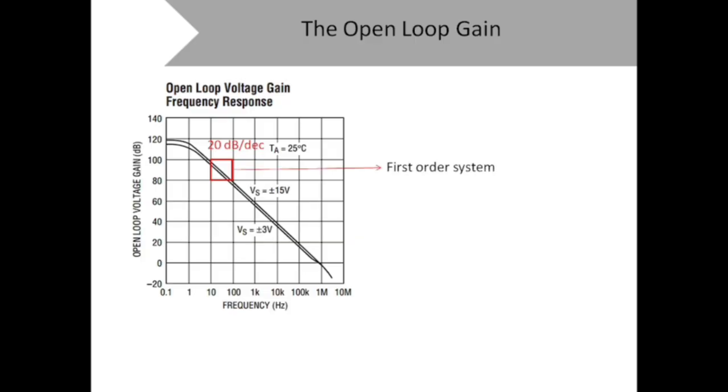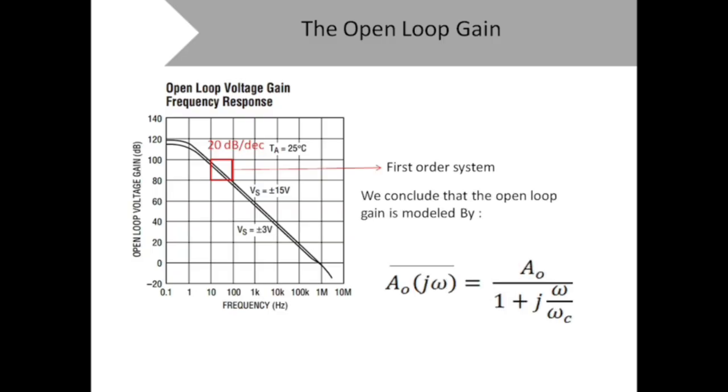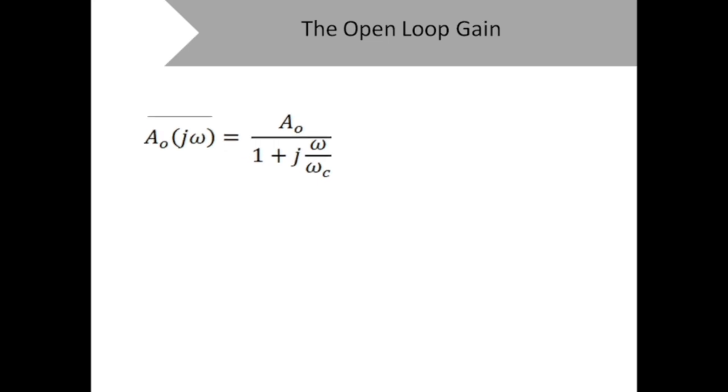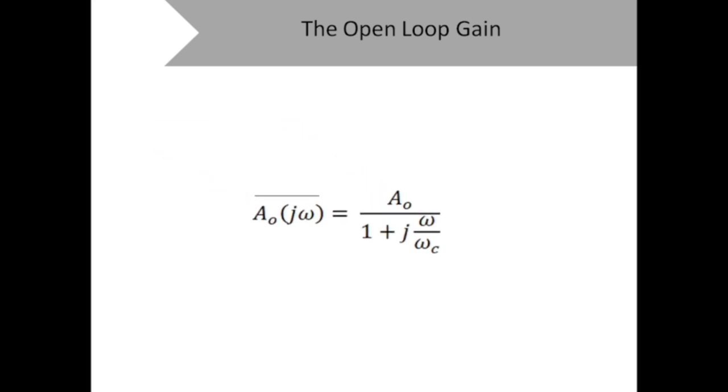Therefore, we can model the open loop gain using the following expression, where A sub O is the low frequency or the DC open loop gain, and omega C is the cutoff frequency or the dominant pole frequency introduced by the internal compensation capacitor. This equation accurately describes how the open loop gain varies with frequency in a real internally compensated operational amplifier.